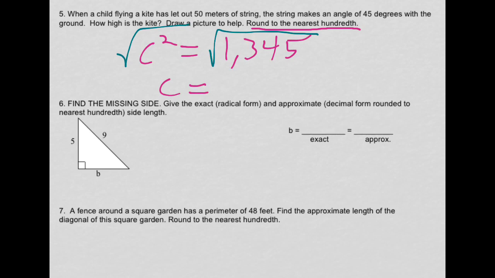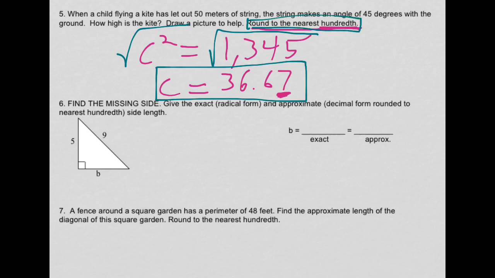When I enter that into my calculator, it says 36.67, and it goes on, but since this is my hundredth spot, and it asks me to round to the nearest hundredth, that's where I'm going to stop. So my final answer is 36.67. And the nice thing about this is that I don't have to factor 1,345. I can just put it in my calculator. But make sure that you pay attention to what it asks you for here. I'm not saying this is the right answer, by the way. I'm just giving this as an example.